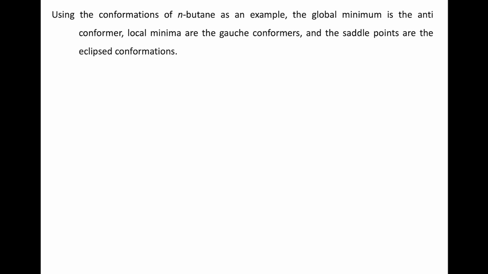Then by using the conformations of n-butane, we get different types of points: global minima, then local minima, then saddle points. For example, in the case of n-butane, the anti conformation is known as the global minima. The gauche conformations, there are two of them, are known as local minima, and the eclipsed conformation is known as a saddle point.